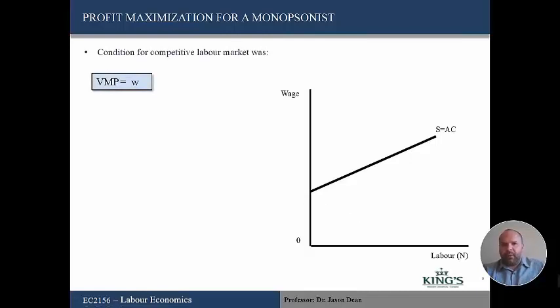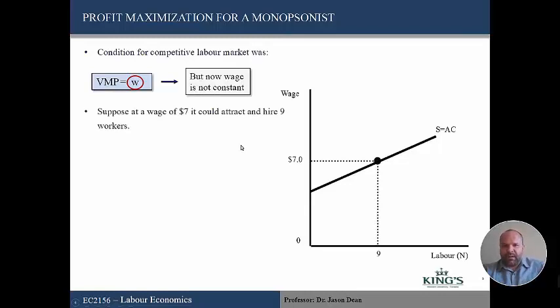Okay, for a competitive labor market, the profit maximizing condition would be that the value of the marginal product of labor is equal to the wage. But now we don't assume a constant wage. The monopsonist isn't a wage taker. Suppose that at a wage of $7, the firm could hire 9 workers. Okay, so that information is clearly what the supply curve tells us. So in this case, their average cost would be $7.